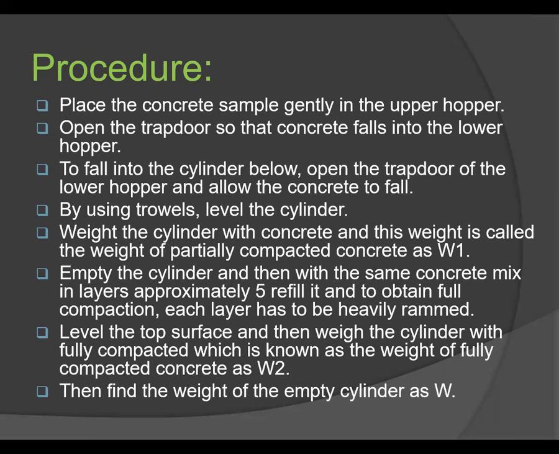After that, with the rod, push the concrete gently along its sides. Then, to let it fall into the cylinder below, open the trap door of the lower hopper and allow the concrete to fall. After that, using the trowels, cut off the excess concrete above the top level of the cylinder and level it, then clean the outside of the cylinder.